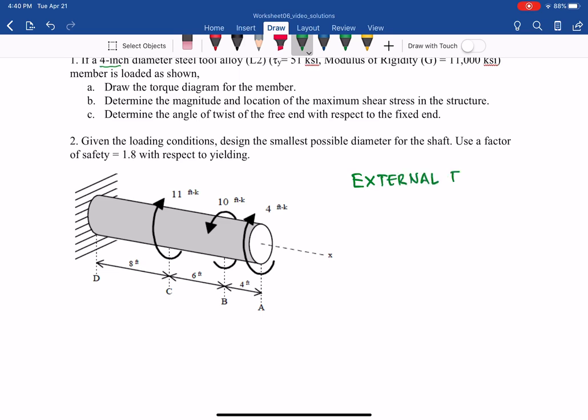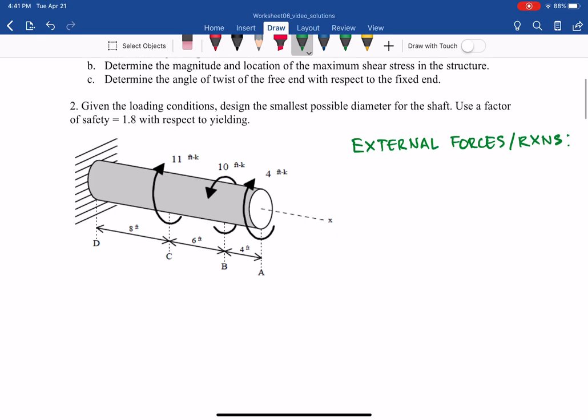So from here we can draw the free body diagram for the whole shaft to determine the external forces or reactions.